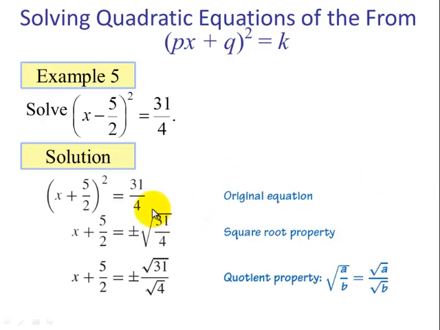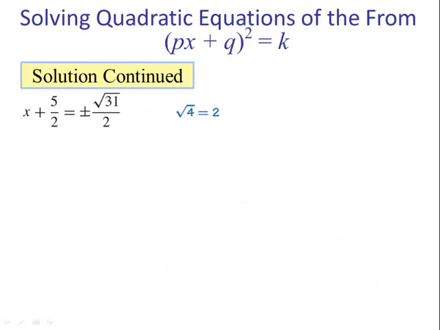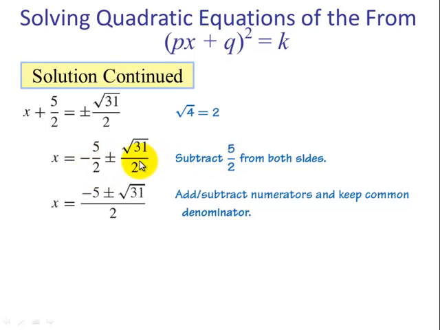Our next step is to use the quotient property to split the square roots up. So we have x plus 5/2 equals plus or minus square root of 31 over square root of 4. And we know the square root of 4 is a perfect square, so now we have this equation. Next we want to subtract 5/2 from both sides. And now since we have the same denominator, we can subtract these two fractions, and we are left with negative 5 plus or minus the square root of 31, all divided by 2.